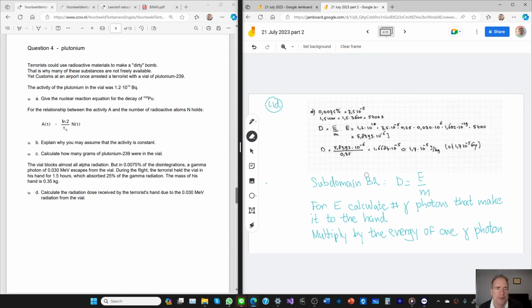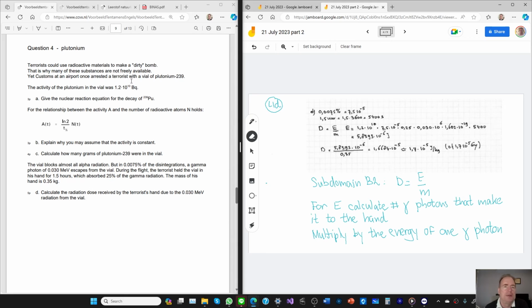Well, first of all, in domain B2, there's also something defined called dose. And the dose is the energy per unit mass. So what we need to know is how much of the radiation energy of the gammas was received, divided by the mass of the hand. So next, how do we figure out this energy?